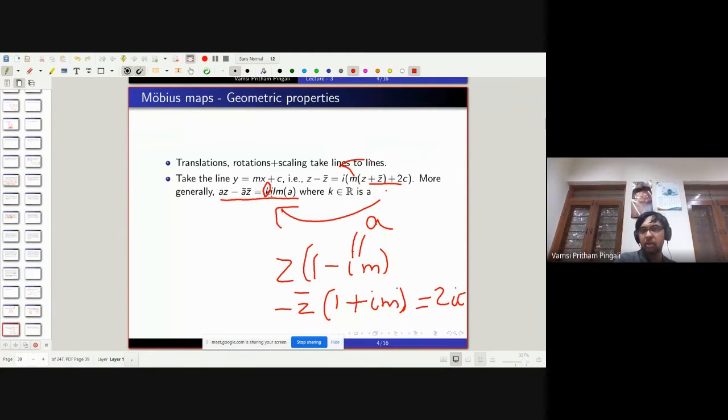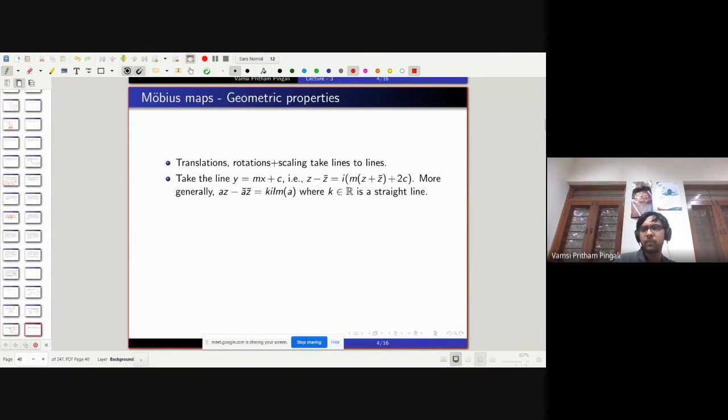a real number k times the imaginary part of a. Why? Because, sorry, I should not have had imaginary part of a. I should have had the real part of a, because the real part of a is the number 1. I could have thought of this as 2 times i times c times 1. Again, I'm sorry for this typo. It should have been the real part of a. Doesn't matter much, as you'll see. So this is a straight line.